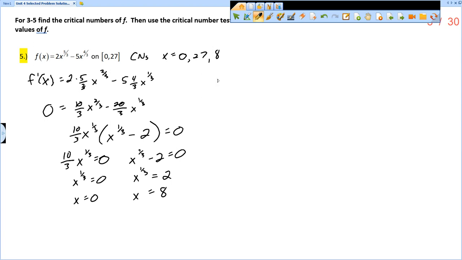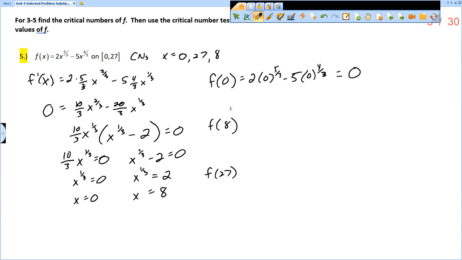Now the critical number test says plug the critical numbers into the original function to figure out which one is the least and which one is the greatest. So f of 0, f of 8, and f of 27. First, f of 0: 2 times 0 to the 5 thirds minus 5 times 0 to the 4 thirds. Obviously, this one is easy because 0 to a power is 0. So 0 minus 0 is 0. So we get 0.